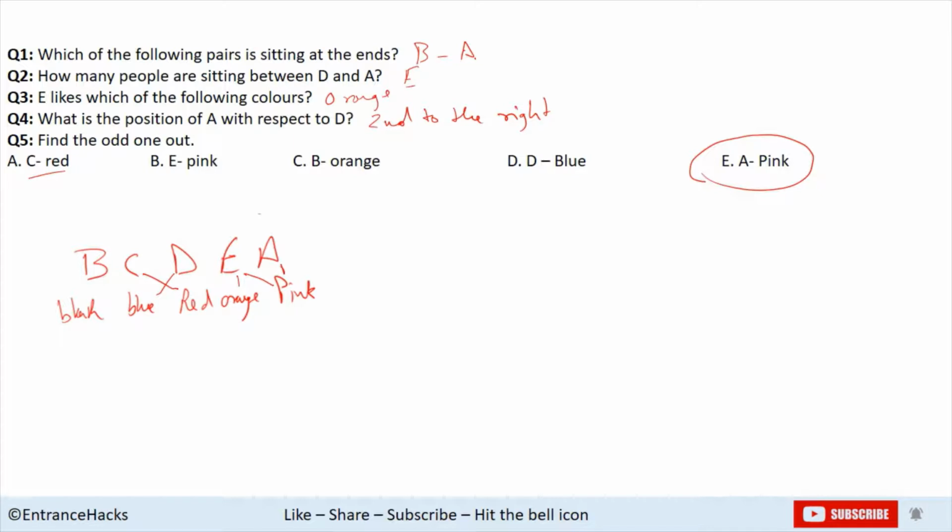Now remember, though all were facing one direction in this problem, the complexity of a question can also be increased where people can face either direction. We'll come to those types of questions. I'll solve them for you in my other videos.